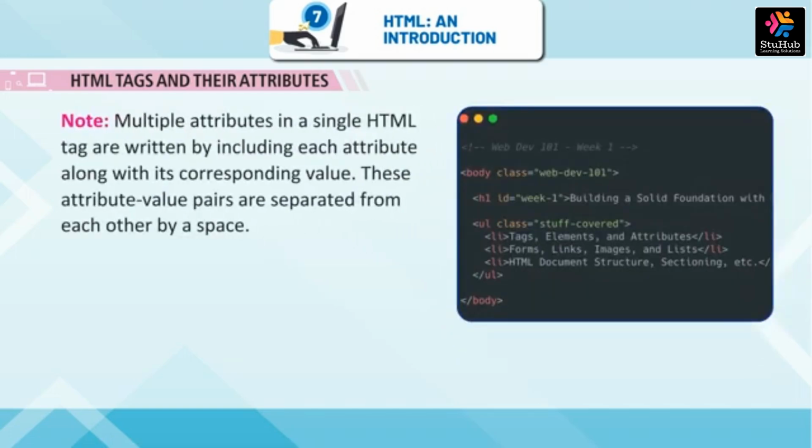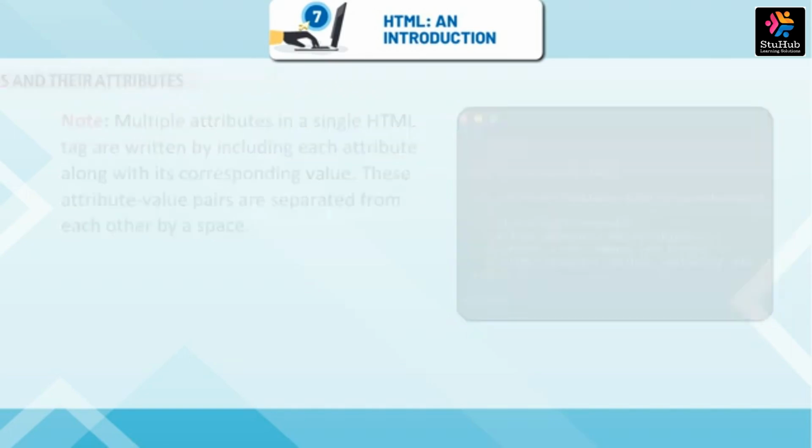Note: multiple attributes in a single HTML tag are written by including each attribute along with its corresponding value. These attribute value pairs are separated from each other by a space.